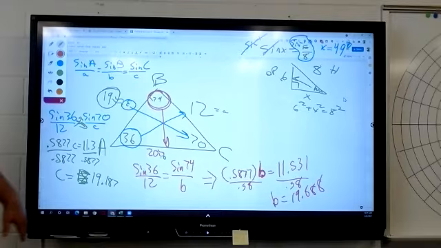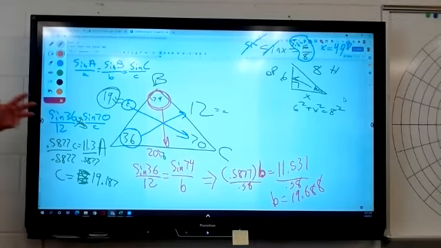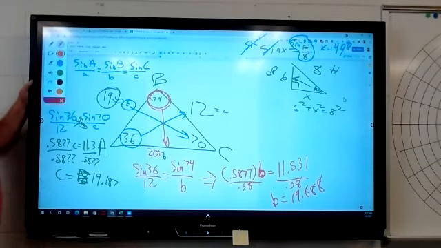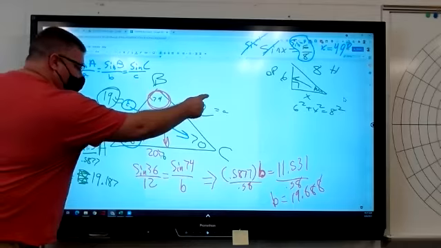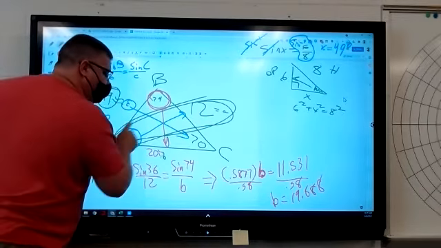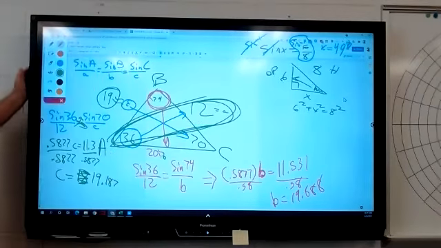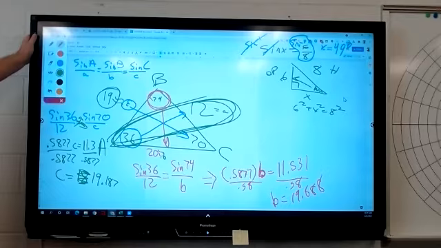Okay, so here's the deal. Your whole process is this, you ready? Find a pair to work with and use it to find the other two pairs. Can we do that? That's all there is to it. Let's do another one.